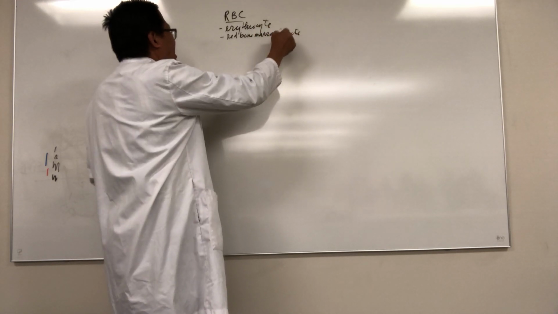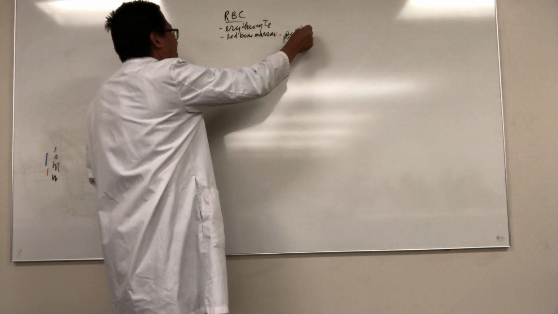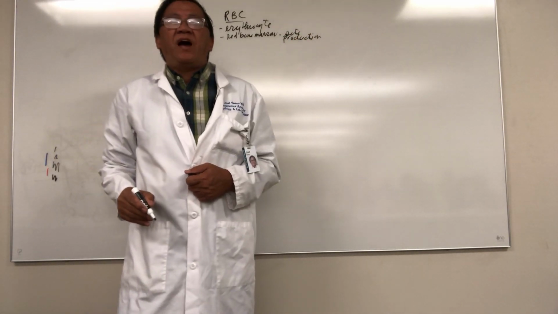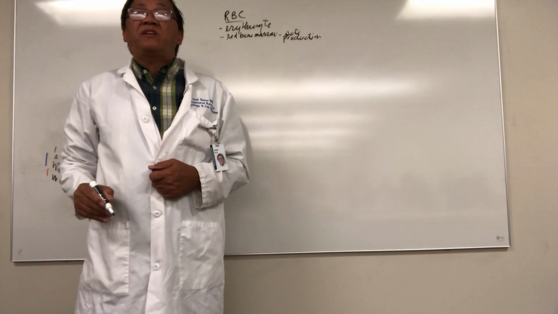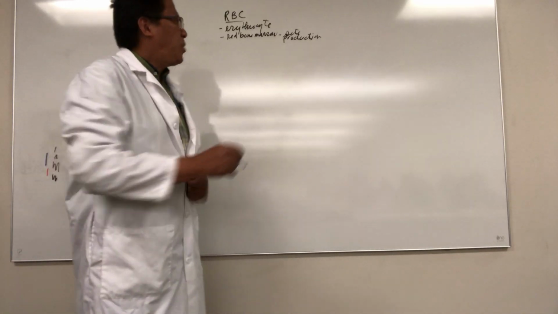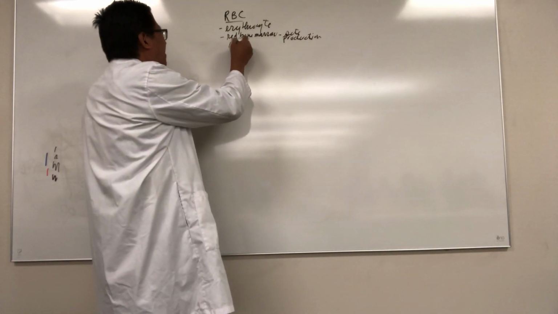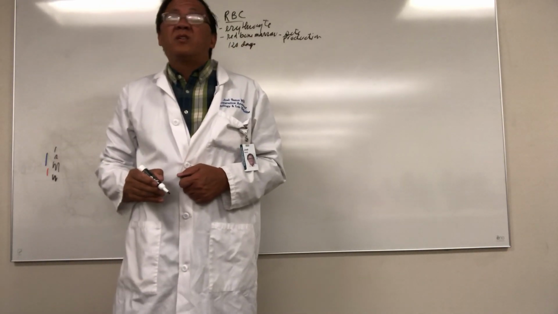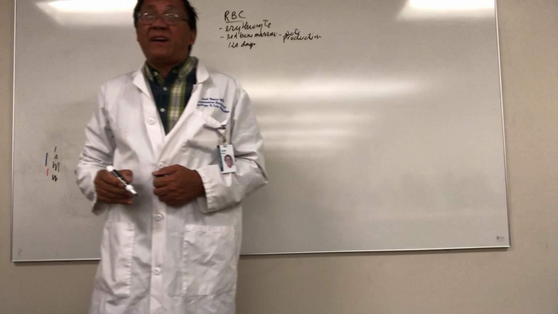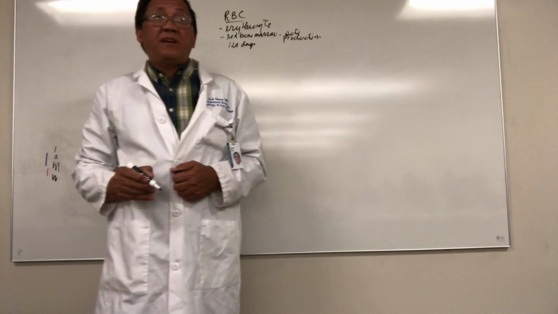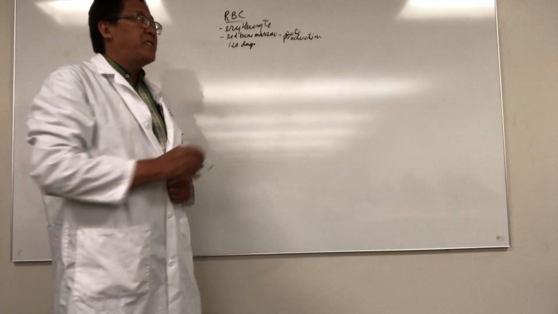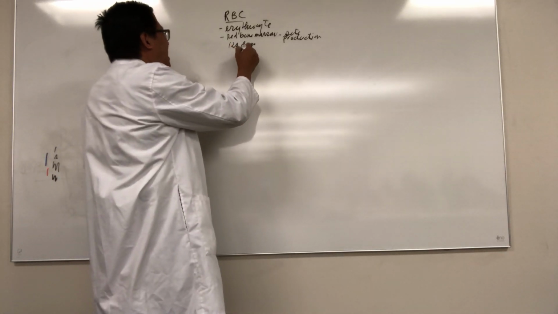Site of production. And we know that the red blood cell will die in how many days? 120 days. That's approximately 4 months. Question now is, where do they die? Spleen. Liver is the secondary choice. But the number one choice is what? The spleen.